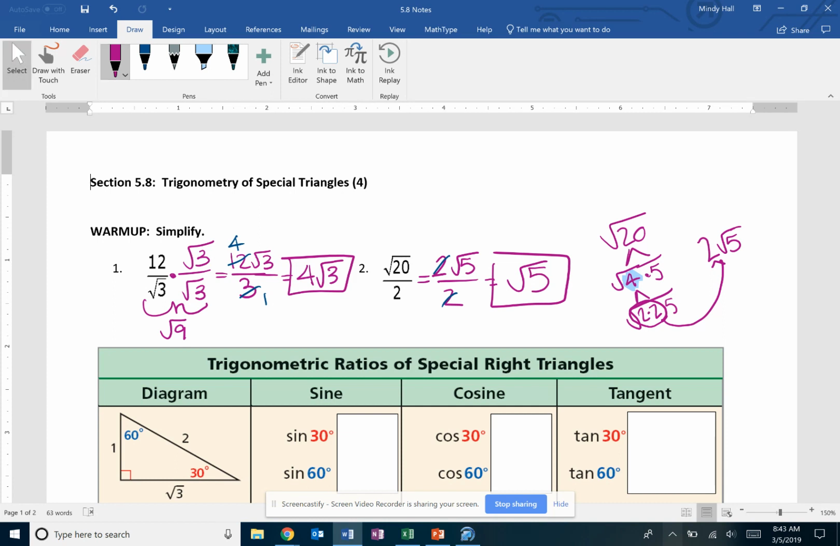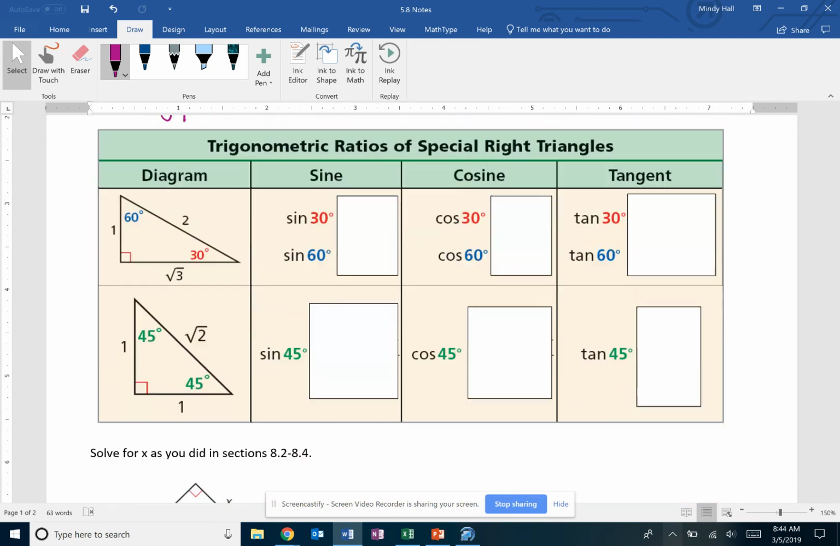Okay. So dealing with radicals is going to be happening a bunch with this today. So it's a good time to practice your radicals.